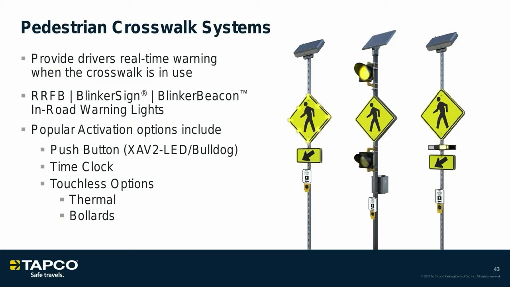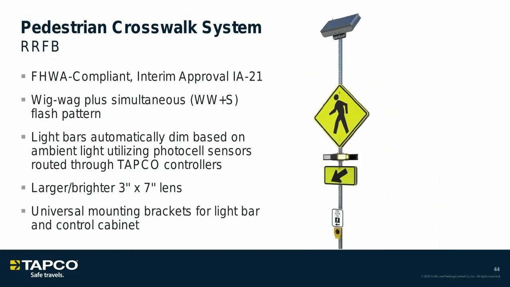So the RFB, it's obviously FHWA compliant. The interim approval was the IA-21. The new pattern is the WW plus ESH flash pattern. So that's the new pattern we have out in all of our RFBs at this time. The light bars do automatically dim, just like all of our other LEDs. So again, during the daytime, they're at their brightest. And then as the sun goes down and gets dark, they will dim down, but obviously still be bright enough to bring warning to those drivers.